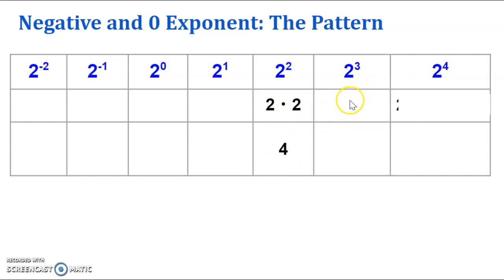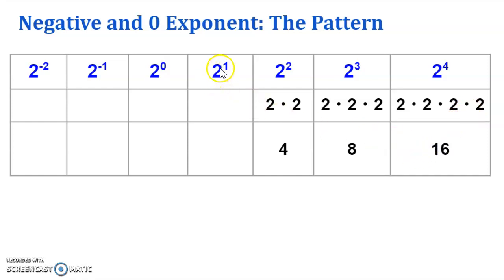What about 2 to the power of 3? That just means 2 times 2 times 2. That is the same as 2 times 2 is 4, 4 times 2 is 8. What about 2 to the power of 4? It is 2 times 2 times 2 times 2, which is 2 times 2 is 4, times 2 is 8, times 2 is 16. Okay? Those are the ones that we know already really easily.